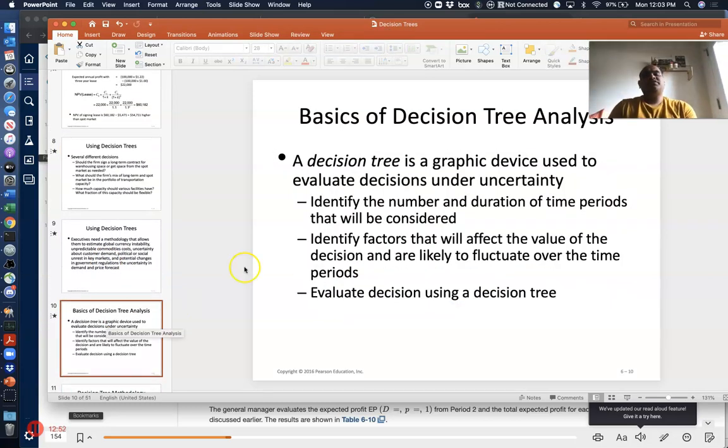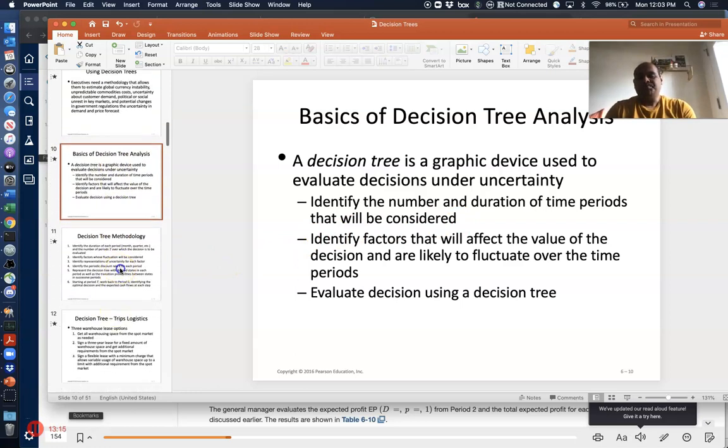Okay, so decision tree is a graphic device used to evaluate decisions. So to do this, we need to identify the number and duration of time periods that will be considered. This is important. Are we just planning for 2 years? Are we planning for 3 years? Or are we just planning for even a year? If you're just planning for 1 year, there really isn't a tree that you're building. But if you're planning for 2 or more years, you have to build a tree. That's what we'll be doing.